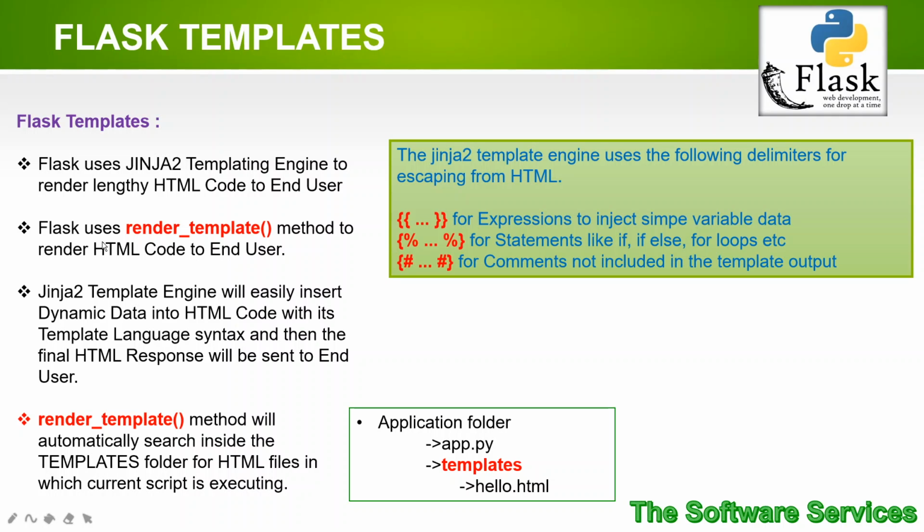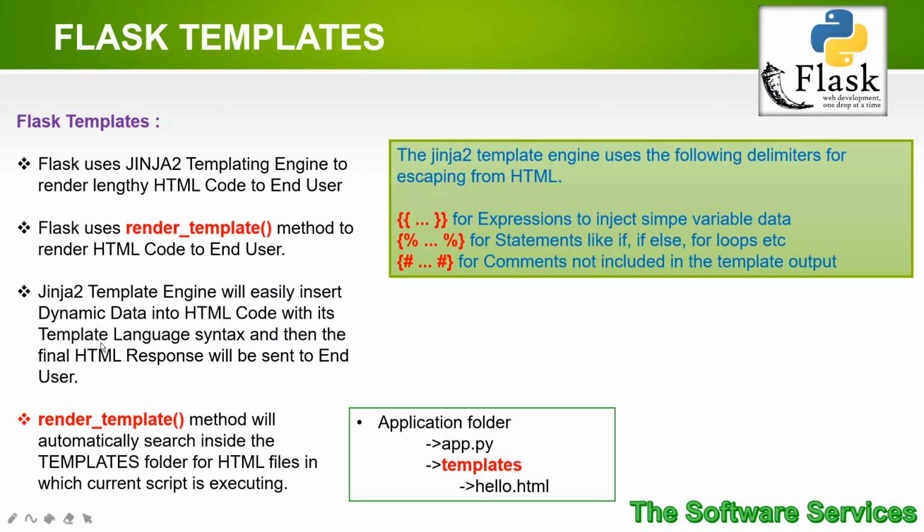Here, Flask uses the render_template method. One template is there, so that render_template method is used. So this render_template will take the HTML file as the first argument, right, and then the dynamic data as the second argument. Okay, I will tell that in the coding section, friends. So the Jinja 2 template engine will easily insert dynamic data into HTML code with its template language syntax.